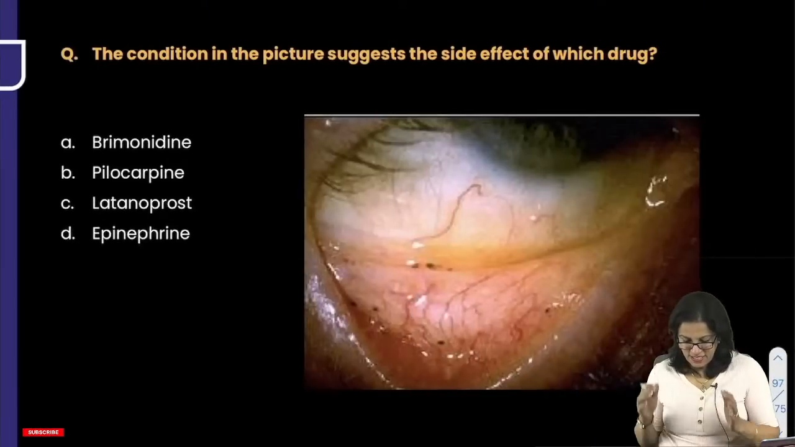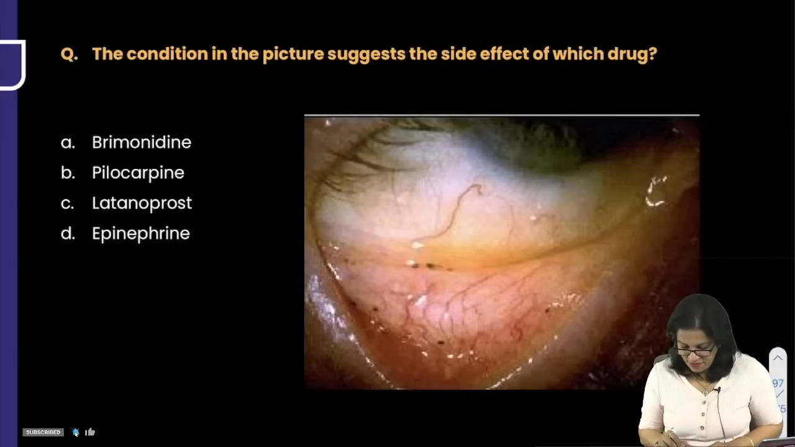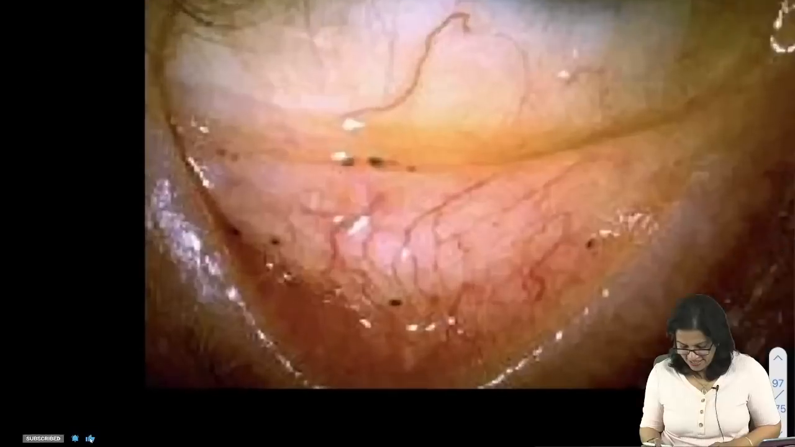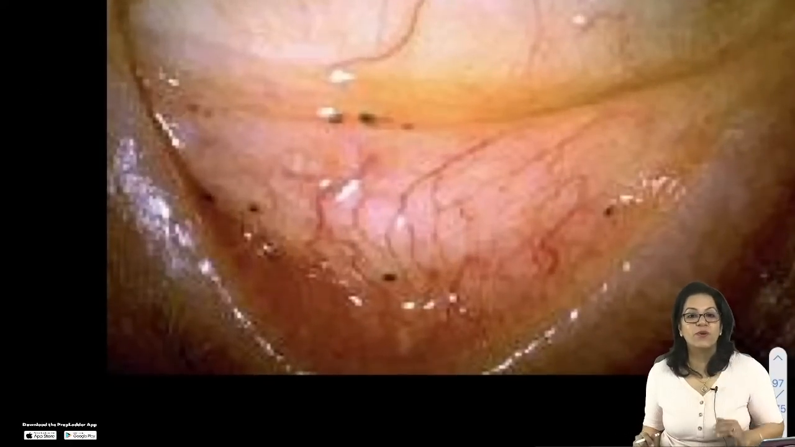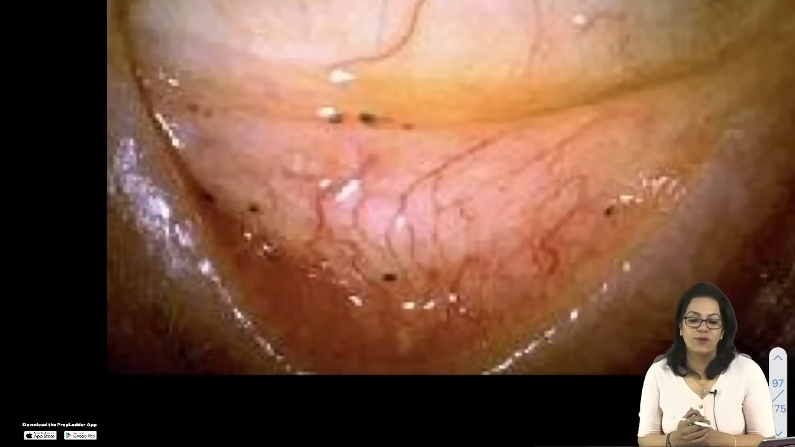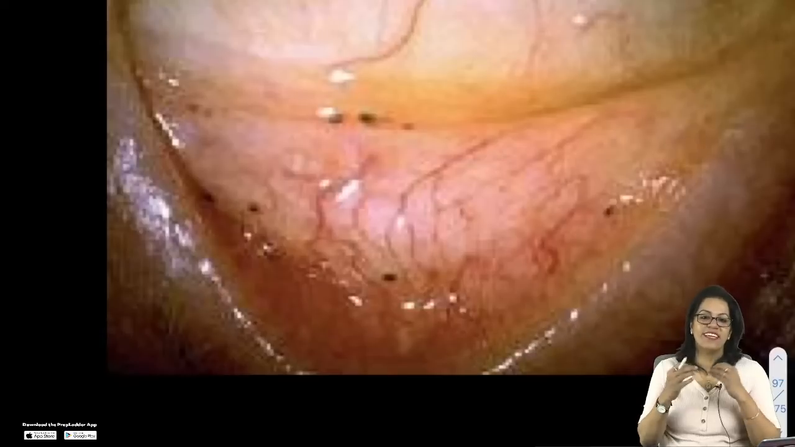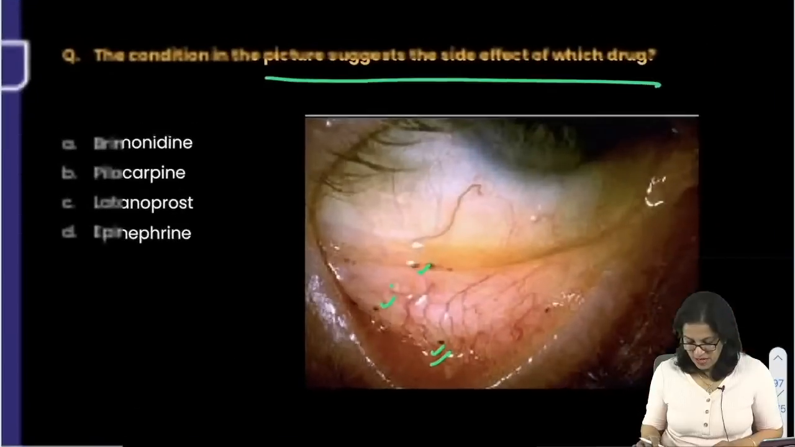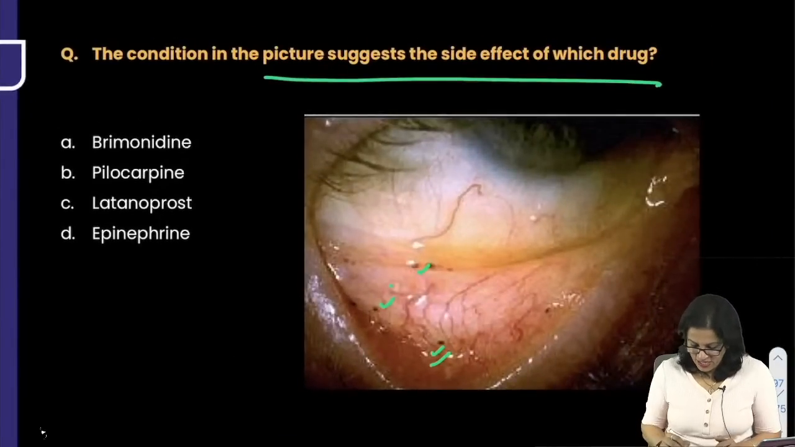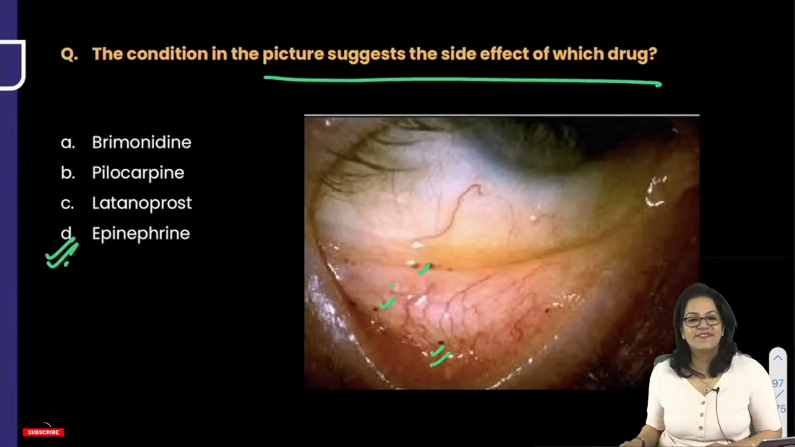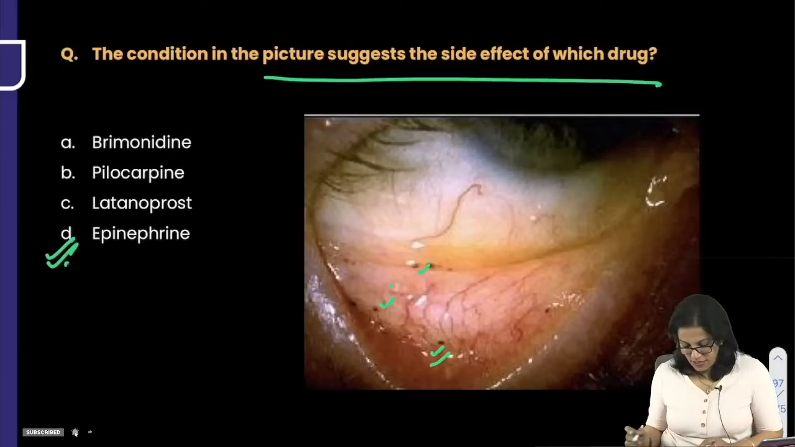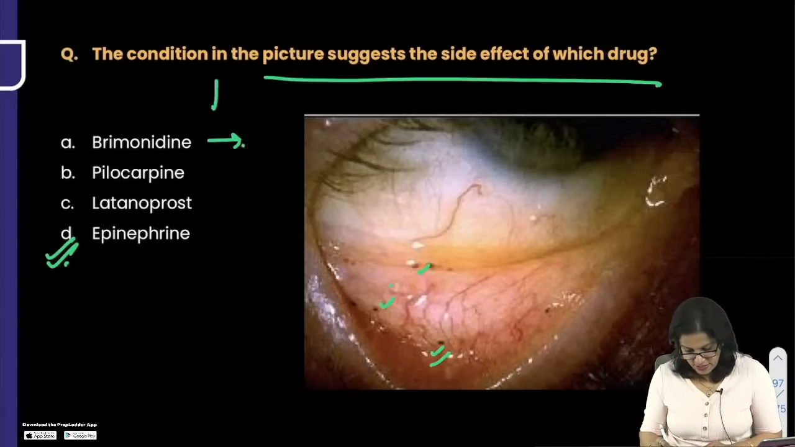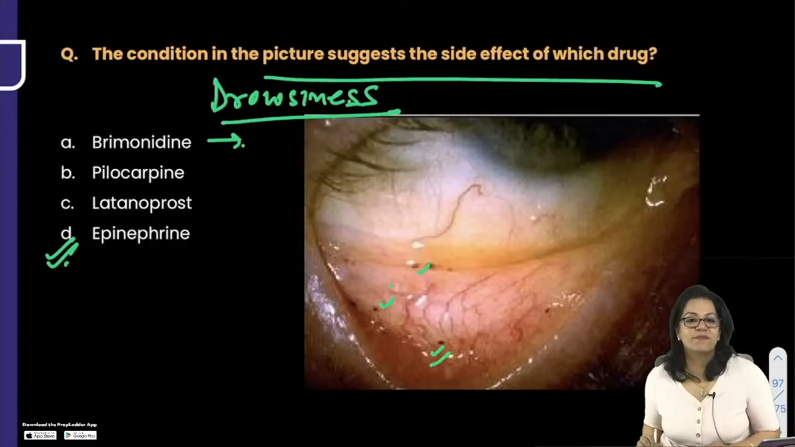Okay, so next we talk about what is the side effect of which drug is shown here. We are now talking about anti-glaucoma drugs. Almost always there is a question on anti-glaucoma drugs in every exam, every year. What you are looking at here are these deposits, right. We are talking about alpha agonists, so the answer here will be epinephrine. What about brimonidine, what is the side effect of brimonidine? It causes drowsiness, remember this. Brimonidine can lead to drowsiness.